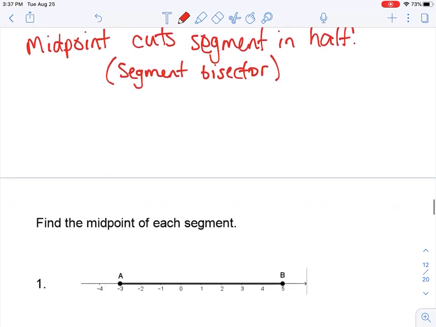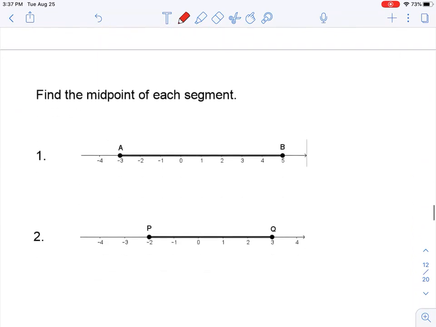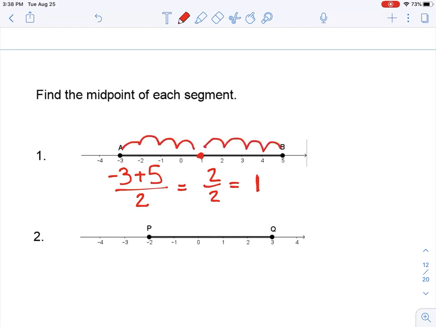So let's practice finding our averages. So A is negative 3. We always use addition when we average, so negative 3 plus 5 divided by 2 is 2 over 2. That reduces to 1. We can go ahead and check it out. We go 1, 2, 3, 4. 1, 2, 3, 4. That is our average. So 1 is our midpoint.